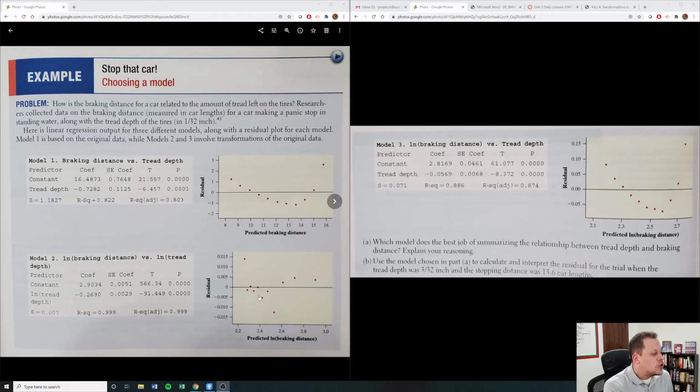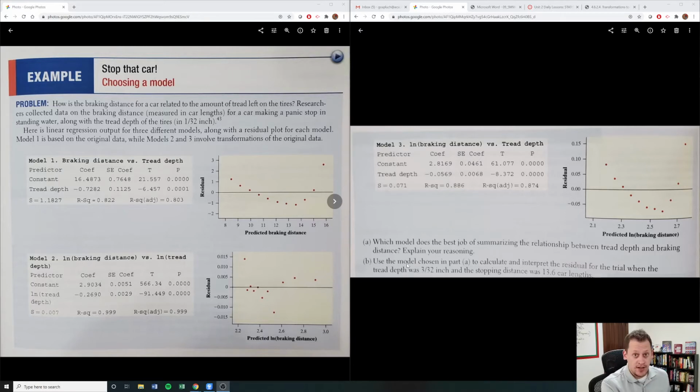But there are so few points in this data set, it's really hard to get random scatter. Like, there are only 1, 2, 3, 4, 5, 6, 7, 8, 9, 10, 11 points here. It is very difficult to get random scatter from a data set of 11 points. We'll just settle here. Of these 3, it's the only one that doesn't have a clear pattern, so it wins. I wouldn't say it's perfect, but it's definitely the best of the 3 because the residuals don't have a clear pattern. And then for part B, it wants us to use the model that we chose in part A, which is going to be this one, to calculate and interpret the residual for the trial when the tread depth was 3/32 of an inch and the stopping distance was 13.6 car lengths.